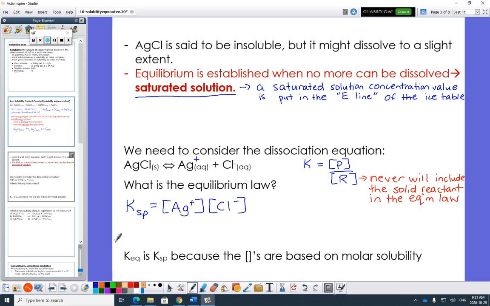S for solubility, P for product, because we're always going to be just multiplying, and the answer to multiplication is called a product. Yesterday we had quotient because it was going to divide, but we're never going to have a bottom because it's always going to be a solid on the left or in the reactant side.